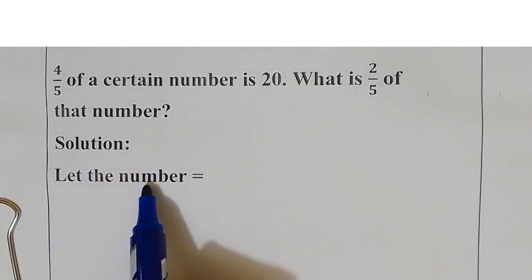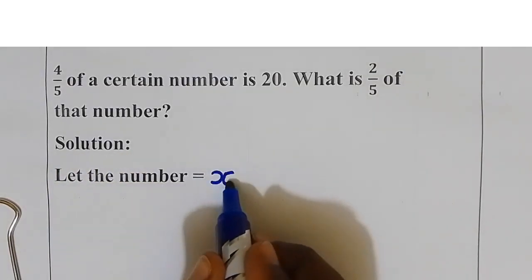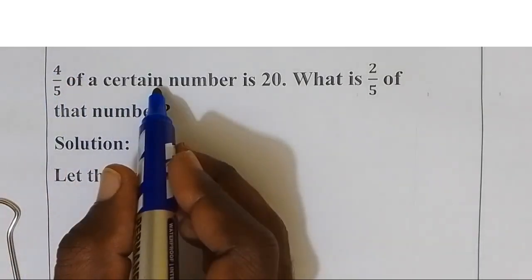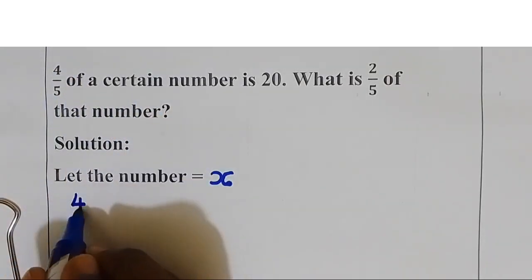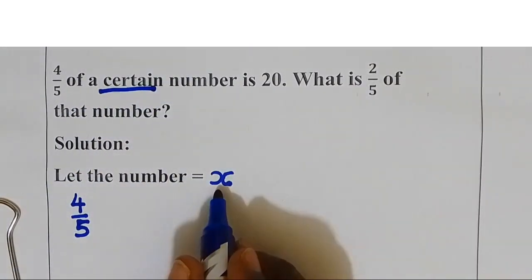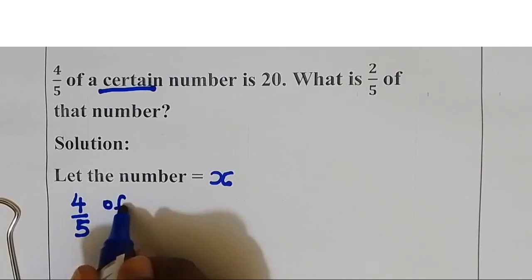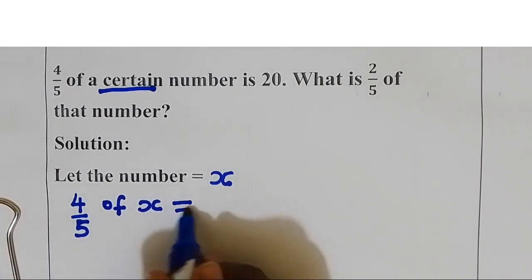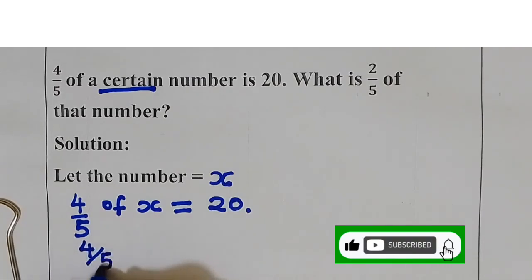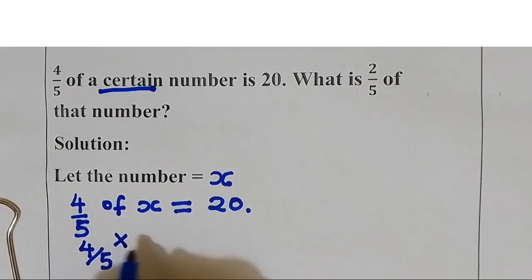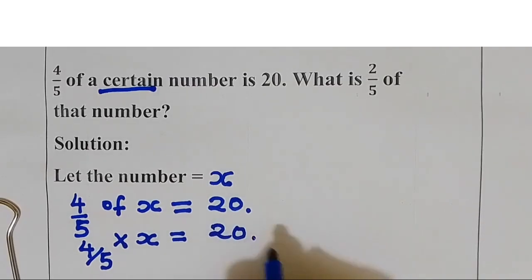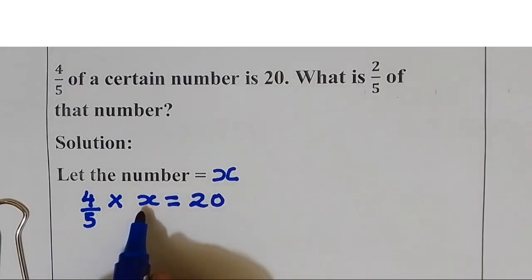Let the number equal x. Now, 4 over 5 of that certain number, which we let equal x, is equal to 20. 4 over 5 of means multiplication, multiplied by x, this is equal to 20. So we need the value of x.